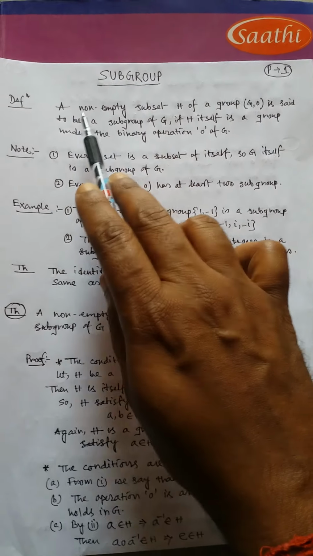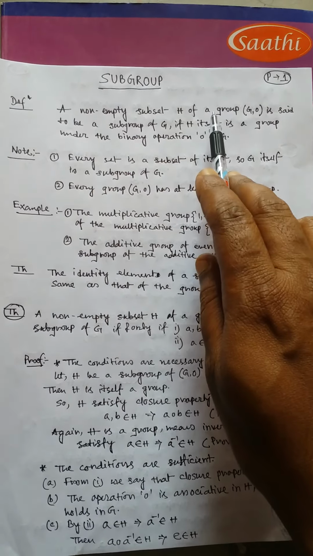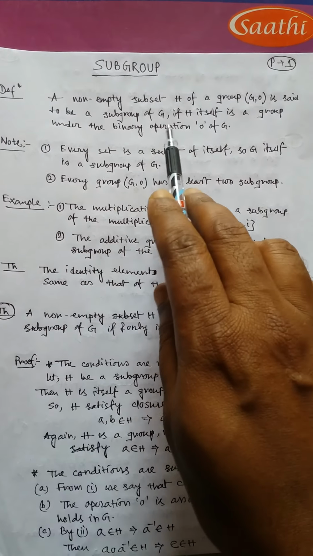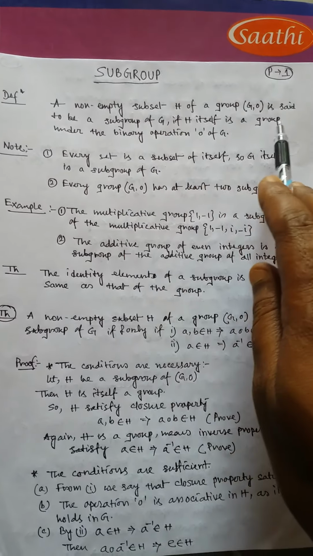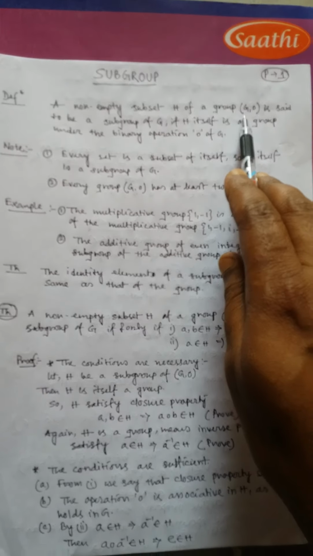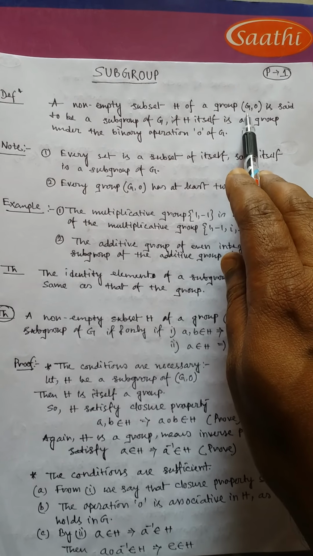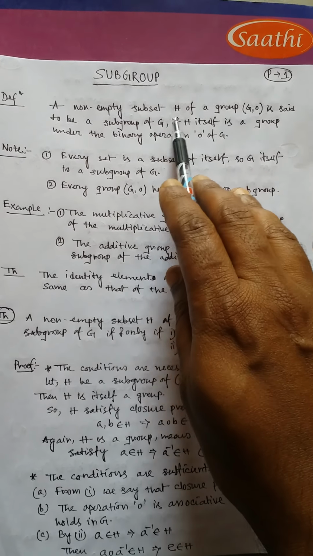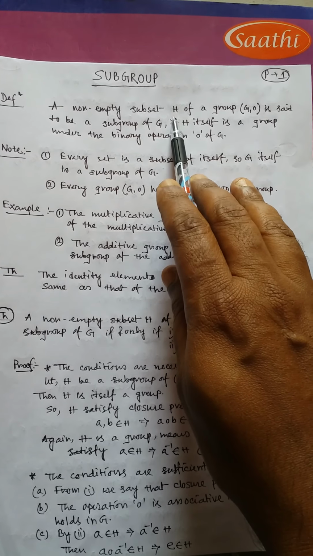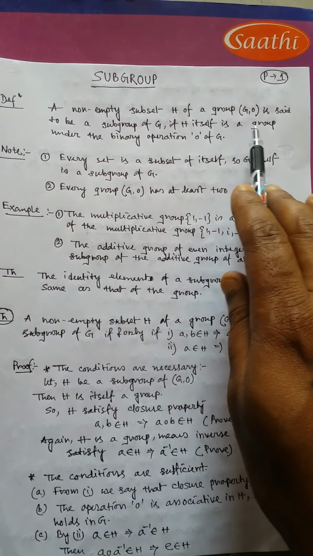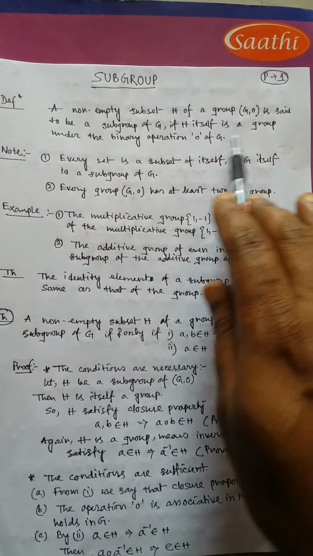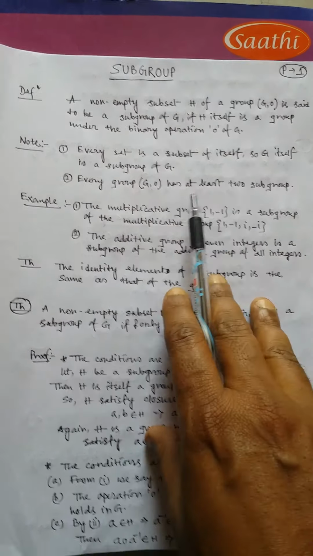A non-empty subset H of a group (G, compose) is said to be a subgroup of G if H itself is a group. G is a set and it is a group, meaning the four properties are satisfied, and H is a non-empty subset of this group. If it is also a group, meaning it satisfies the properties, then it is called a subgroup.